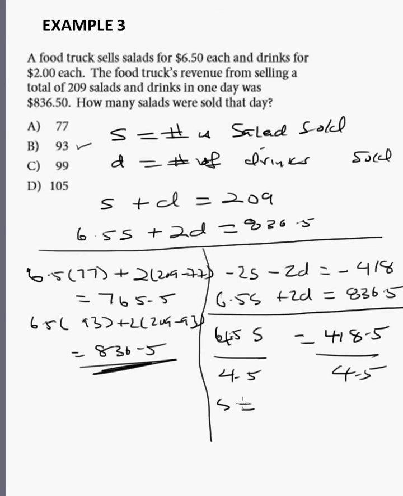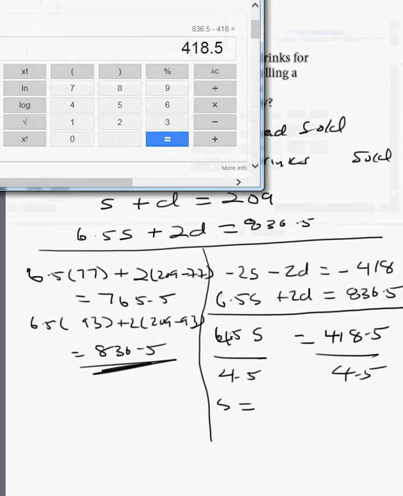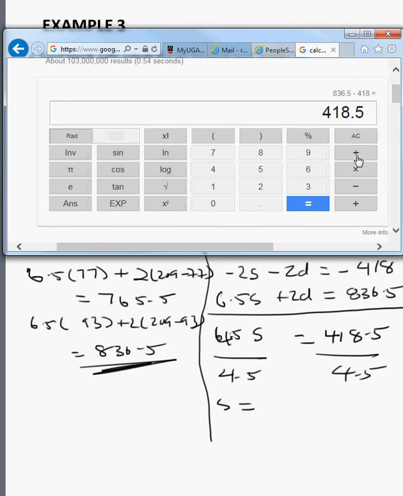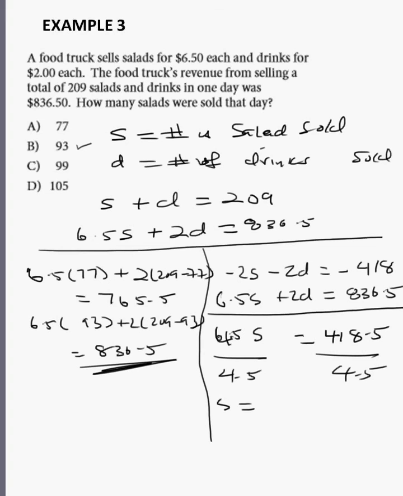So S is equal to, let's come back here again, bring our calculator. We still have this, so now divide this one by 4.5. 93, see? And that is equal to 93. So we come back here and that is equal to 93. So the same thing. Either you solve it algebraically or you solve it by trial and error, by plugging in, you get the same answer.